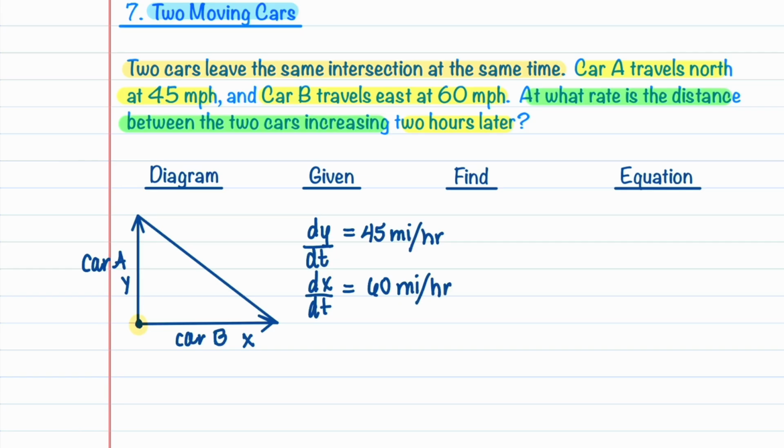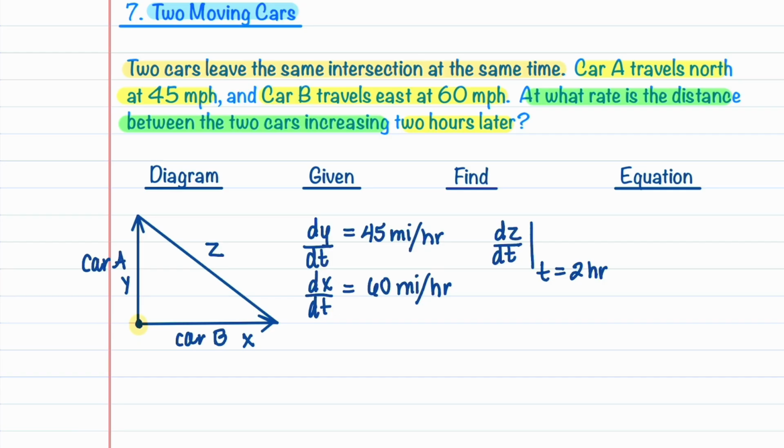We want to find the rate at which the distance between the two cars is increasing. So we need to go back to our diagram and put a variable for that distance. I'm going to call that variable z. So we want to find dz/dt when 2 hours have passed, so this is when t is equal to 2 hours.